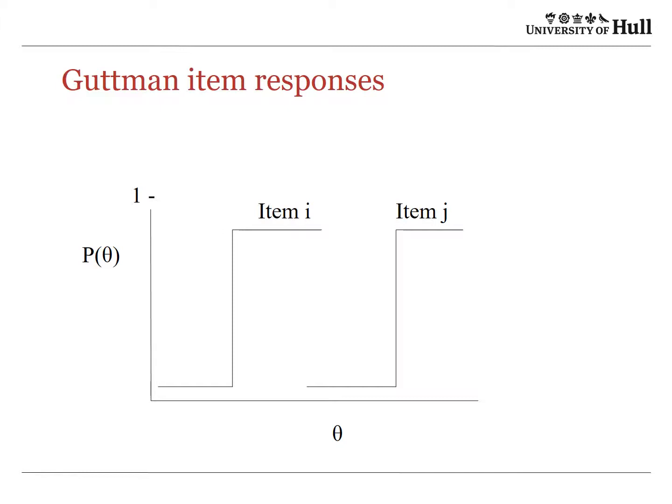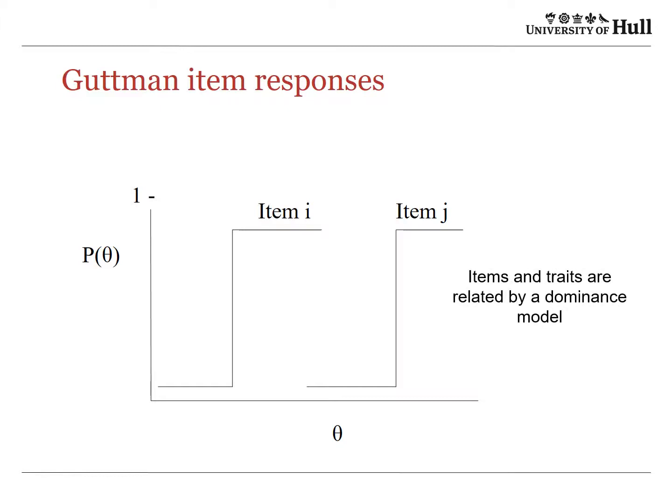Guttman scaling is described as being deterministic. People either have the score or they don't have the score, and it's not very tolerant of error. And this doesn't really happen in the real world. When people score on items, they have tendencies to score on them. They have more or less probability of scoring on them. And that's why Mokken scaling, which is a development of Guttman scaling, is described as being stochastic. It's dependent on the probability of someone responding to an item.